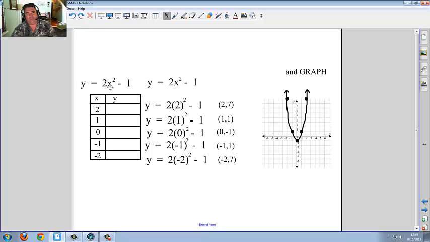And finally here, 2x squared minus 1. Same idea again. You put the 2, 1, 0, negative 1, negative 2 in. You square them all, times 2, and then you minus by 1. Notice how this has the exact same shape as this, but it's simply 1 below. Why 1 below? Because the negative 1 simply pushes all the answers down 1.